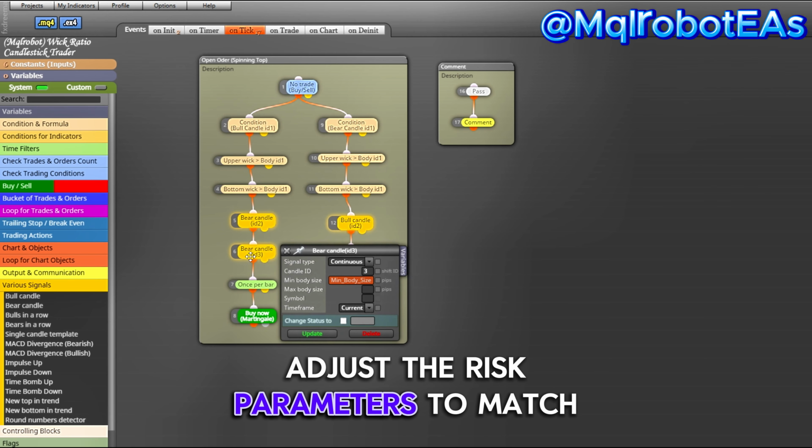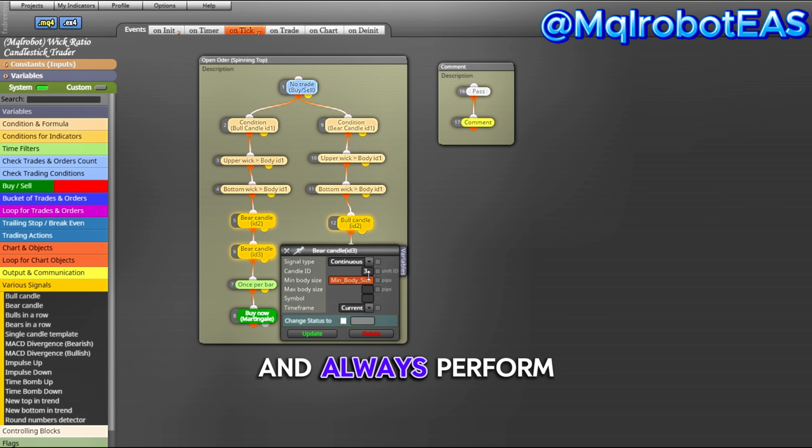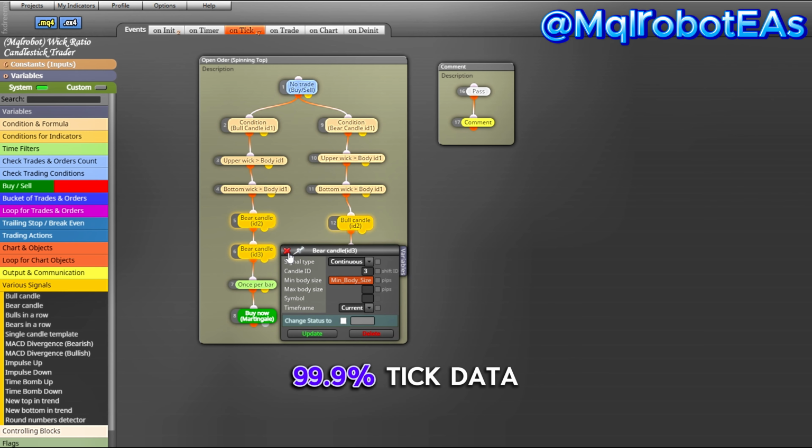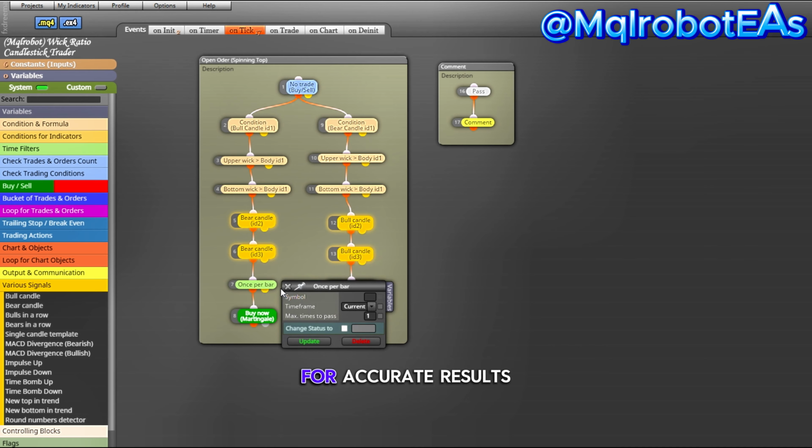Adjust the risk parameters to match your risk appetite, and always perform a backtest with 99.9% tick data for accurate results.